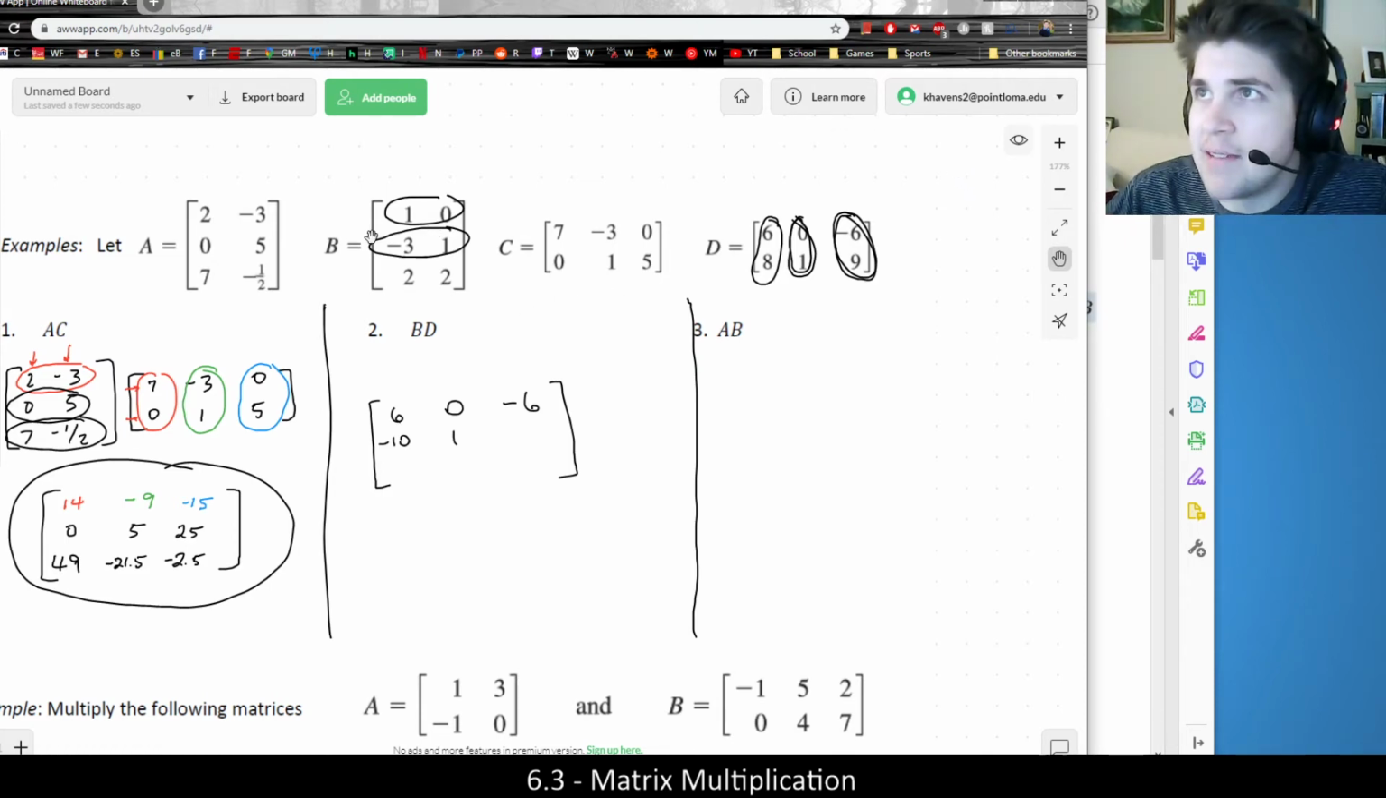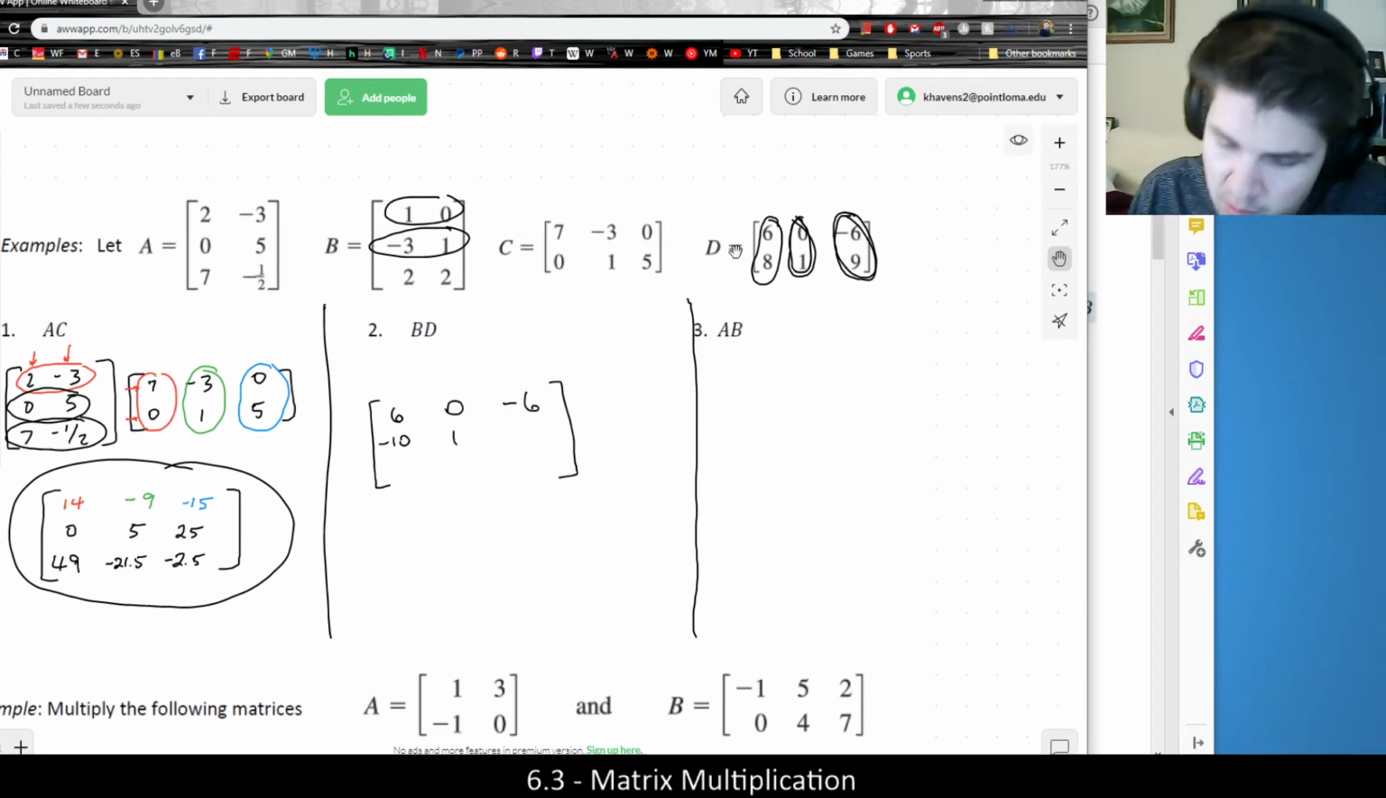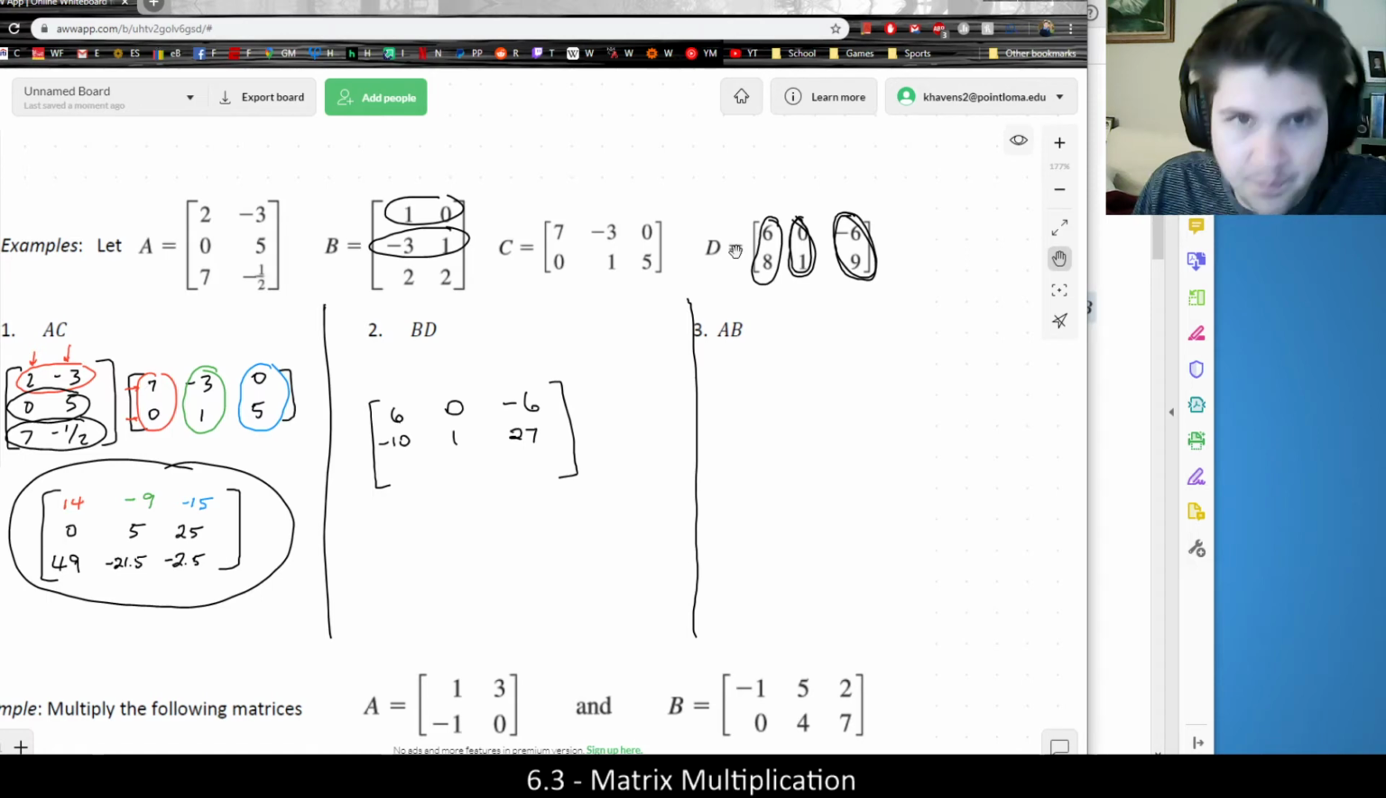But anyways, the second row into the third column would give me positive 18 plus 9, which is 27. And then the third row into each column would be 2 times 6 is 12, plus 16 is 28.